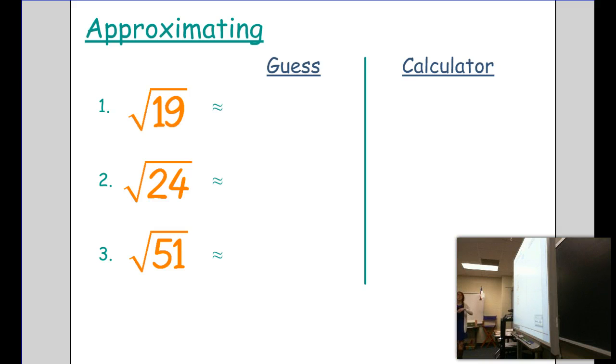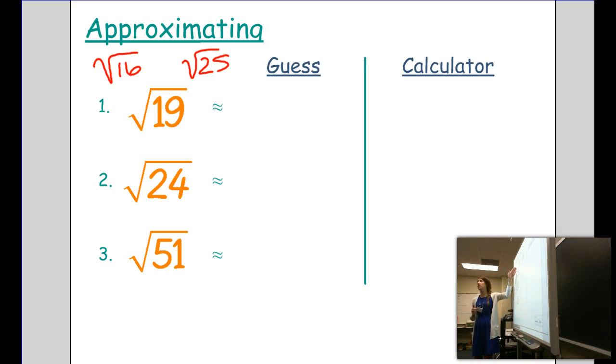We'll do the first one together and then you'll do the next two. You just need to think of your perfect squares and which perfect square 19 is close to. 18 is not a perfect square. 16 is a perfect square, and what's another one? 25. So what we are trying to say on the other slide is the square root of 19 is between the square root of 16 and the square root of 25. Which one is it closer to? 16. A little bit closer to 16.